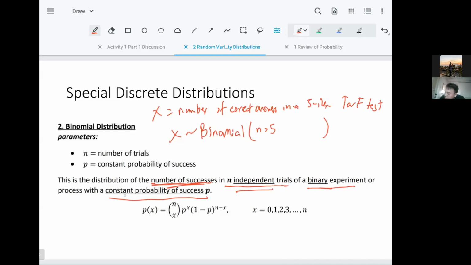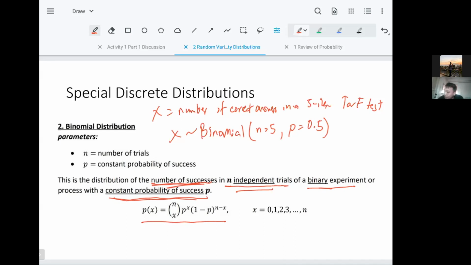With a constant probability of success. So we're assuming we're guessing, the probability of getting the correct answer is 50-50 lang. 50% chance of getting the correct answer, right? So everything within this definition is satisfied. So that's why it's a binomial random variable. So since we have shown that it's binomial, we know that the probability for each outcome is gonna be given by this formula.